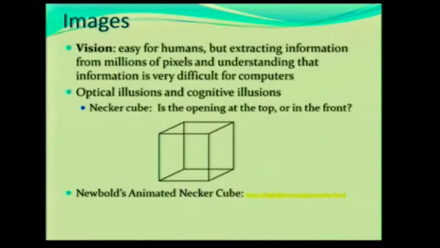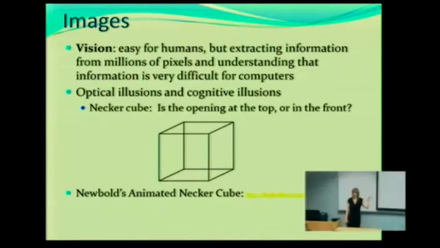Now, in talking about images, this is where it gets real fun. Images are great. They're very powerful. But they can also fool us. Very important for us to think about. So, vision for us is pretty easy as humans. Not so easy for computers.